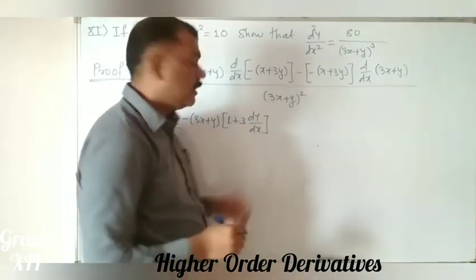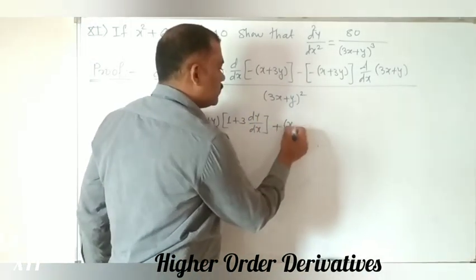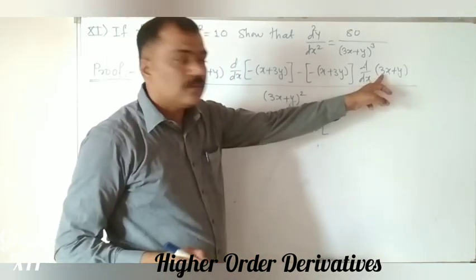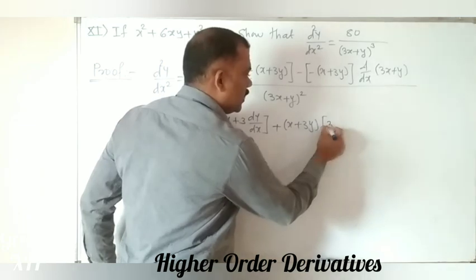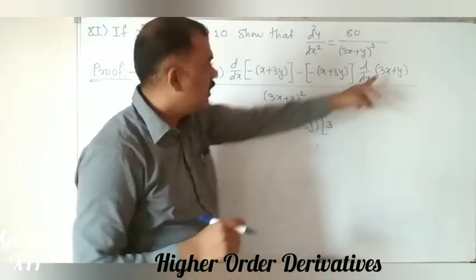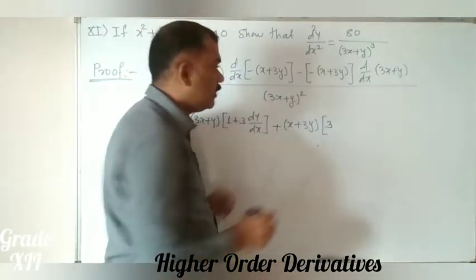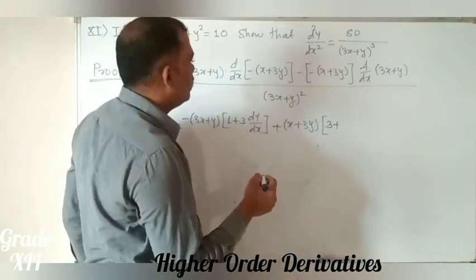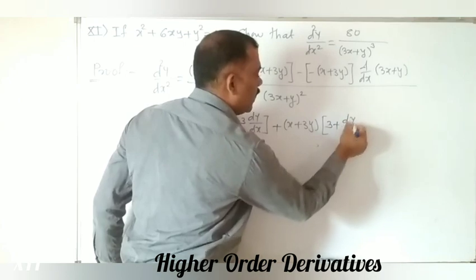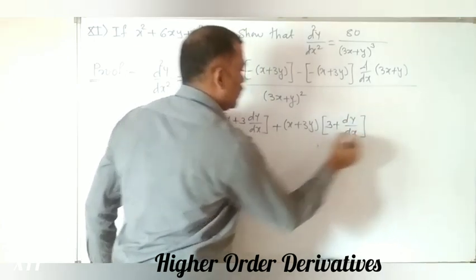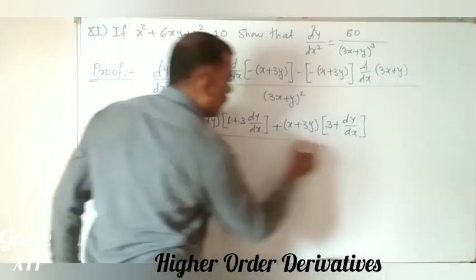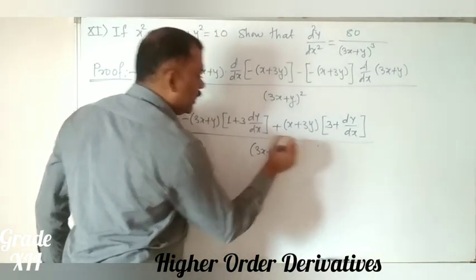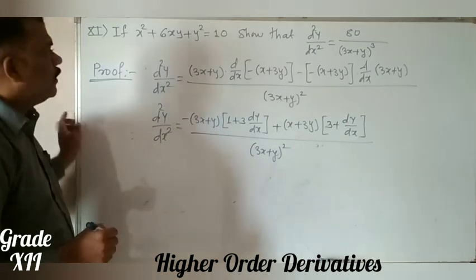This minus minus becomes plus x plus 3y into 3. Three is a constant, so we take it outside. Differentiation of x is 1, plus differentiation of y with respect to x is dy by dx, divided by the denominator as it is, (3x plus y) whole square.